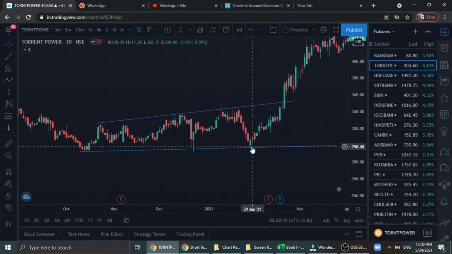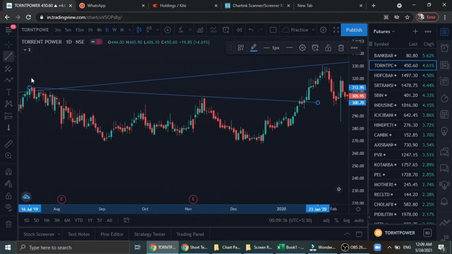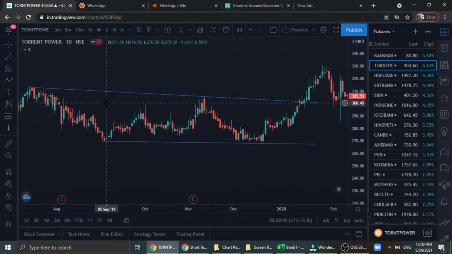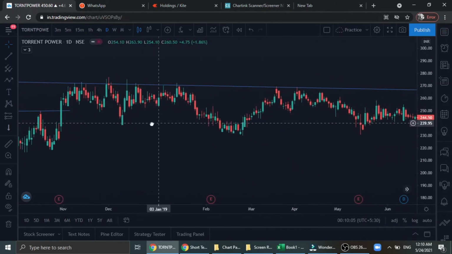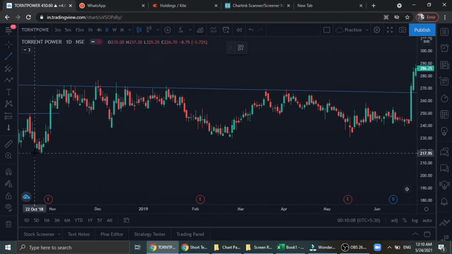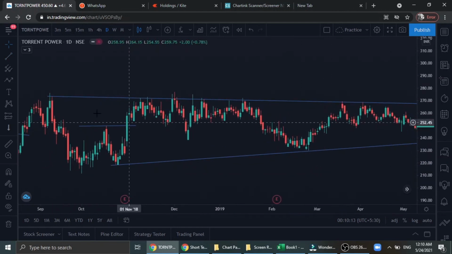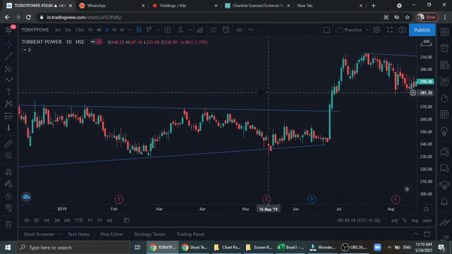If you see here, it is a very good pattern, then took breakout here and then gone upside. Let's draw one more pattern here. If you see this level, it's a very clean pattern, then took breakout here and gone upside. If you observe here, a very good big pattern has formed from here to here and then took an aggressive breakout and gone upside.